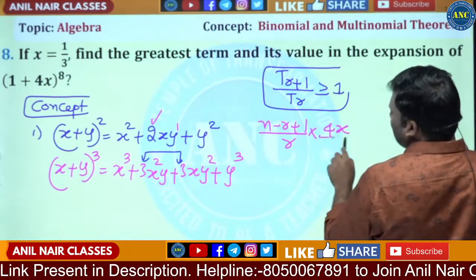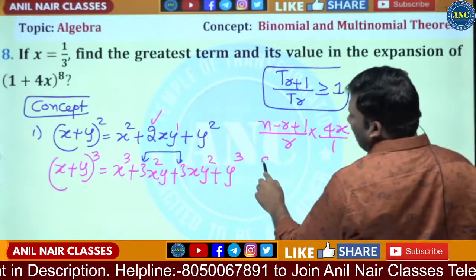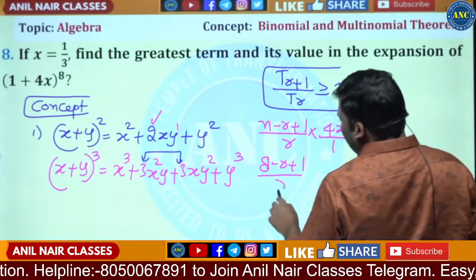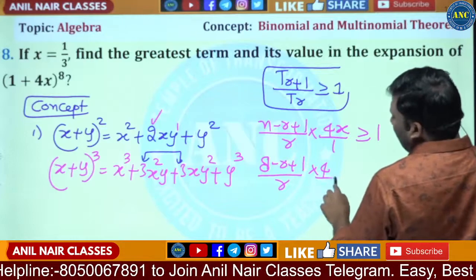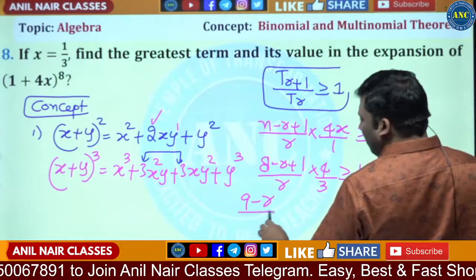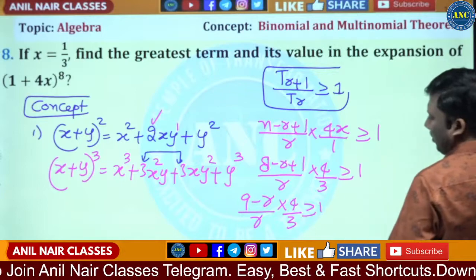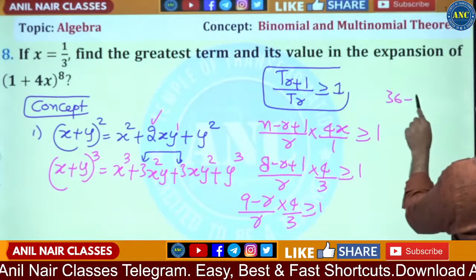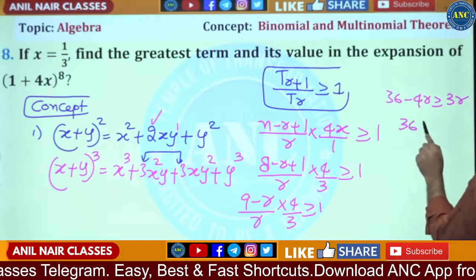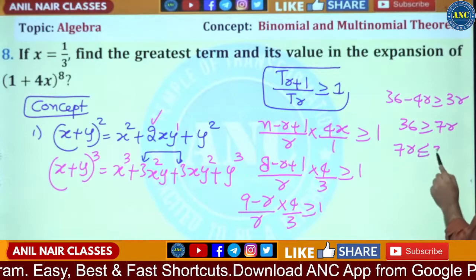Y is 4x by 1. It is greater than or equivalent to 1. N is 8. (8 minus r plus 1)/r into 4x/1, with x being 1/3, is greater than or equivalent to 1. So (9 minus r)/r into 4/3 is greater than or equivalent to 1. 36 minus 4r is greater than or equivalent to 3r. 36 is greater than or equivalent to 7r. 7r is less than or equivalent to 36.